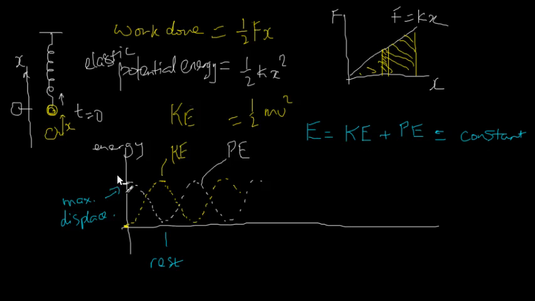So if I plot a graph of the total energy, it would be a horizontal line. This will be it. At any one point in time, say this point, if I add the kinetic energy to the potential energy, I must end up with the same answer, no matter where I am.